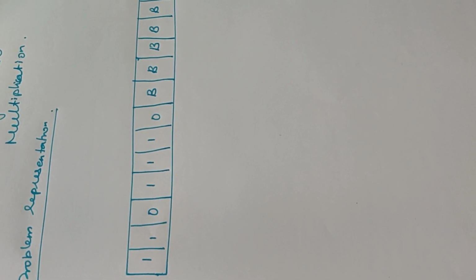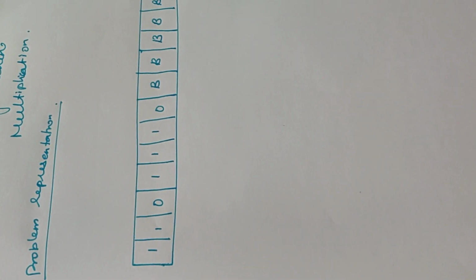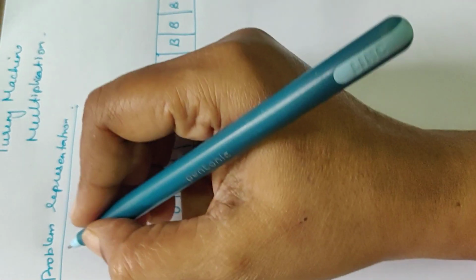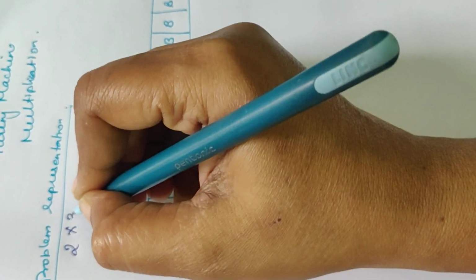Hi guys, today we will see about Turing Machine multiplication. So this is the input tape. I have represented this problem like this. I have taken 1 to represent operands and 0 as the separator here. So here I am going to do 2 into 3.